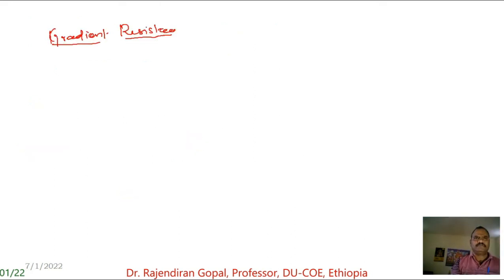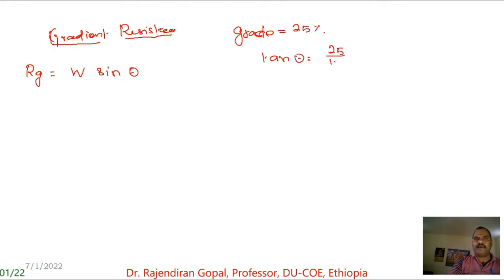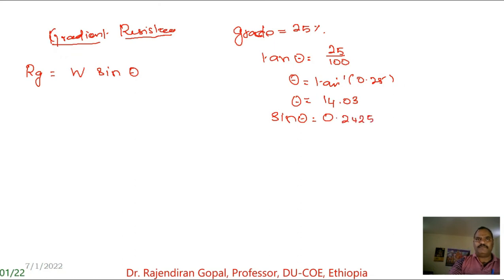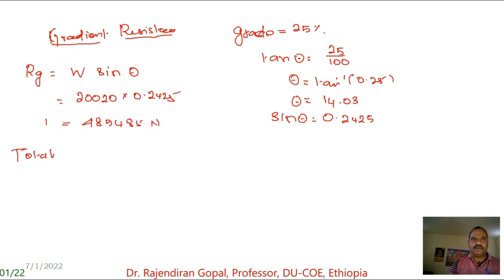Gradient resistance Rg is equal to W sin theta. Grade is equal to 25%. That is, tan theta is equal to 25 by 100. Then theta is equal to tan inverse of 0.25, that is equal to 14.03 degrees. Then sin theta is equal to 0.2425. Then Rg is 20,020 multiplied by 0.2425, which is 4854.85 Newton. This is equation 3.